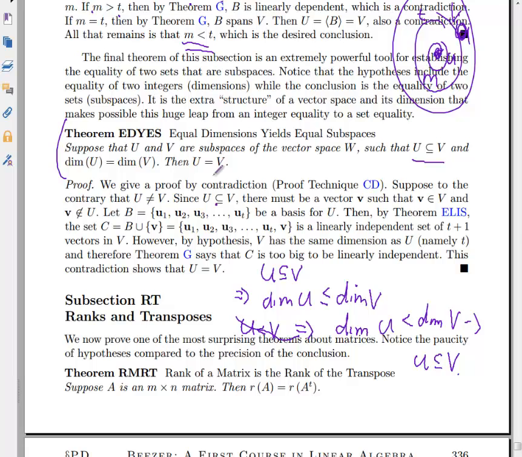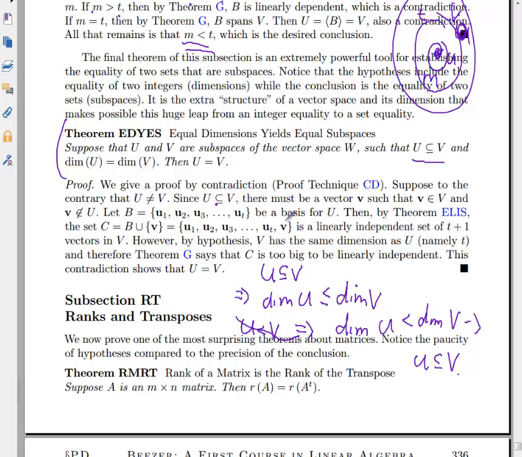So imagine your vector space and two subspaces. Now we want to show that U is equal to V. So let's prove by contradiction. Suppose that U is not equal to V. Since U is contained in V, there must be a vector v that's in V and not in U, because U is the smaller set. If U is not equal to V, there must be something in V that's not in U, like this picture here. There must be something in between U and V. Now, let B be a basis for U.